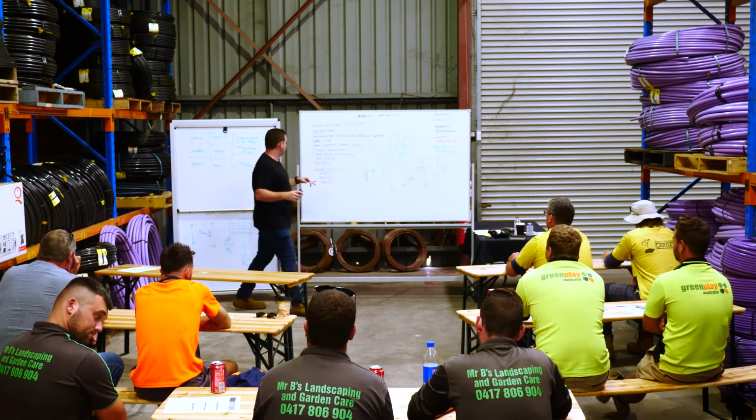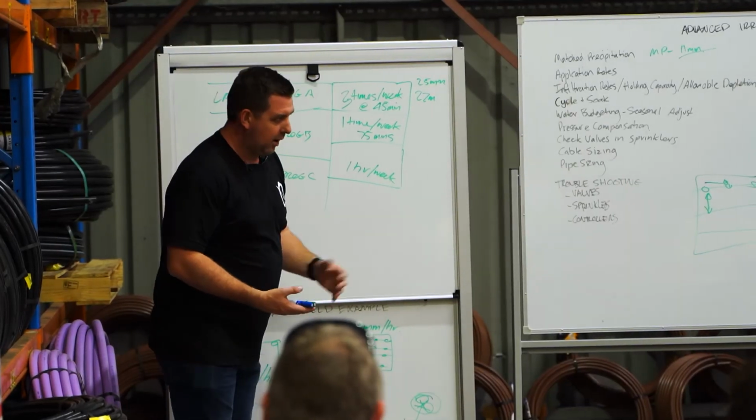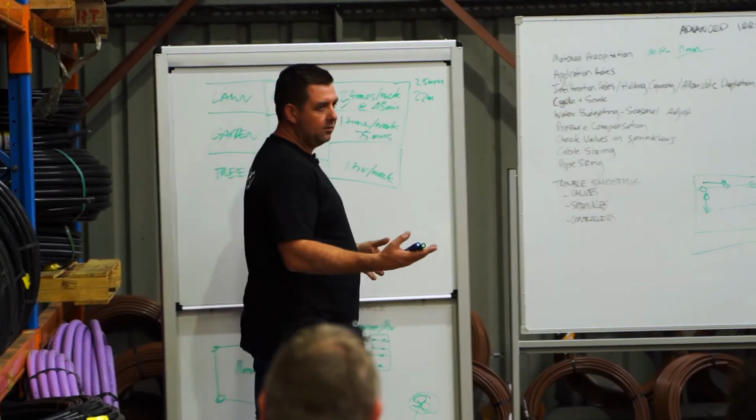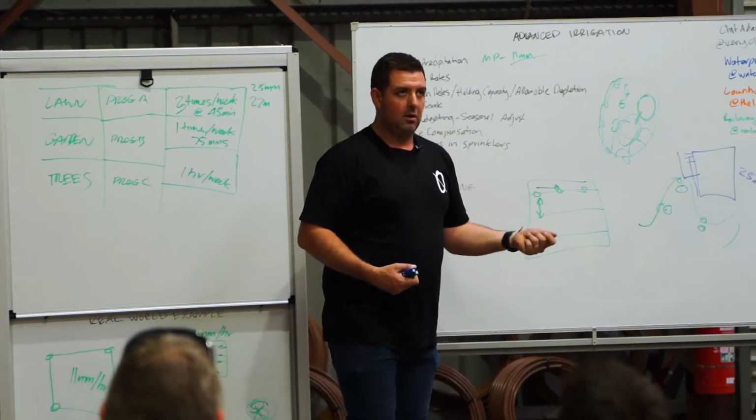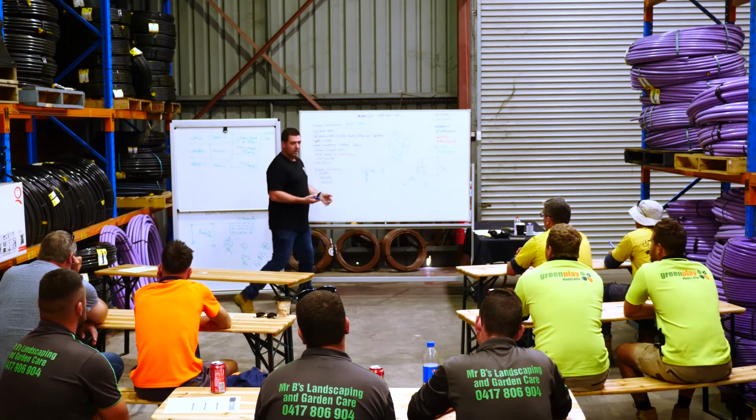If that's a concern to you, maybe we need to reduce the size of the lawn, or maybe we need to use a different variety of lawn. Obviously a ryegrass or a fescue is going to use a lot more water per week than a kikuyu or a couch, depending on where it is.